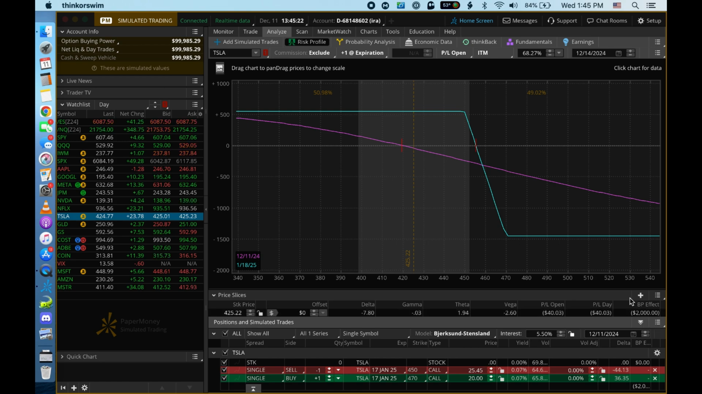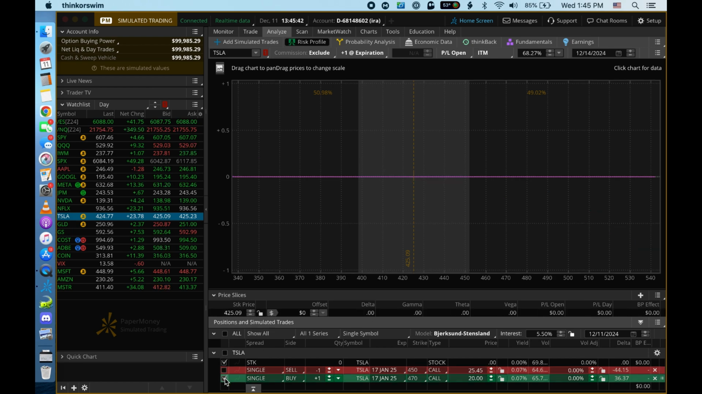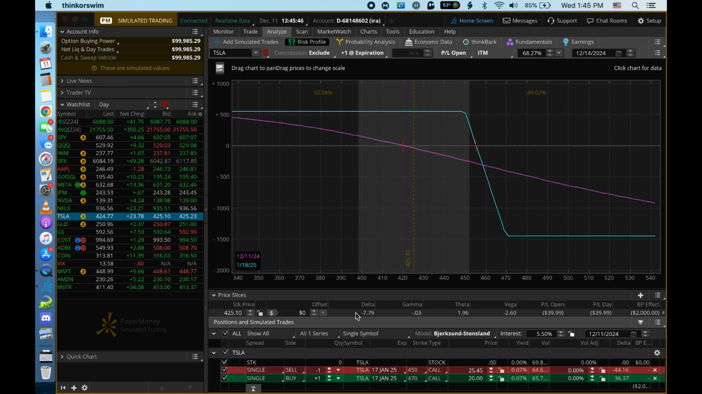So let's take a look at the Greeks very quickly. This is a bearish trade. So the short call is the option that has the biggest delta, which makes it the dominant option. The delta for the short call is negative 44, and the delta for the long call is 36, which gives us a net delta of negative 7.79.